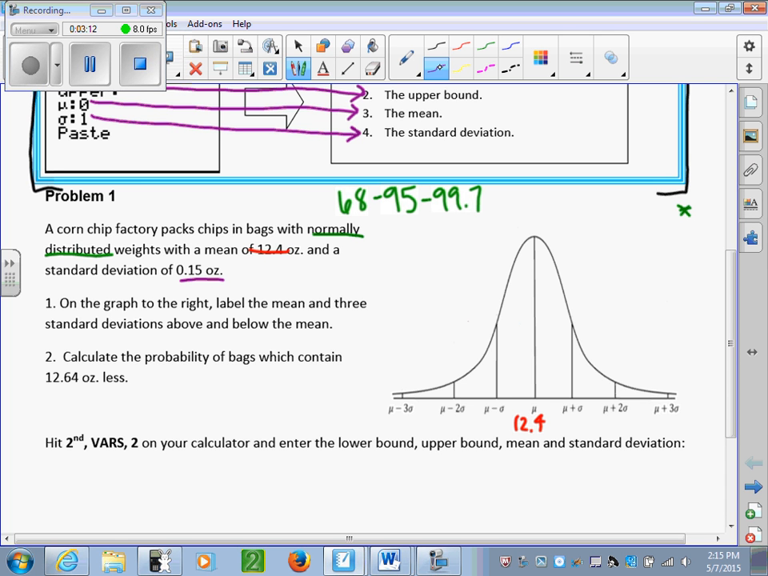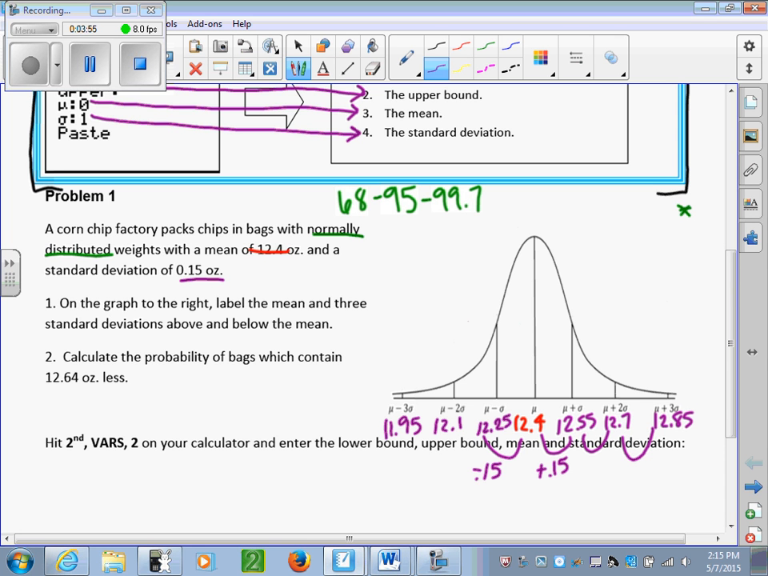We have a standard deviation of 0.15 ounces, so I'm going to count up from my mean. 12.4 plus 0.15 gets me to 12.55. I'm just adding my standard deviation each time. Add it again, gets me to 12.7. Add it again, gets me to 12.85. Then I go the other direction, this time subtracting my standard deviation of 0.15. This gets me to 12.25, 12.1, and 11.95.